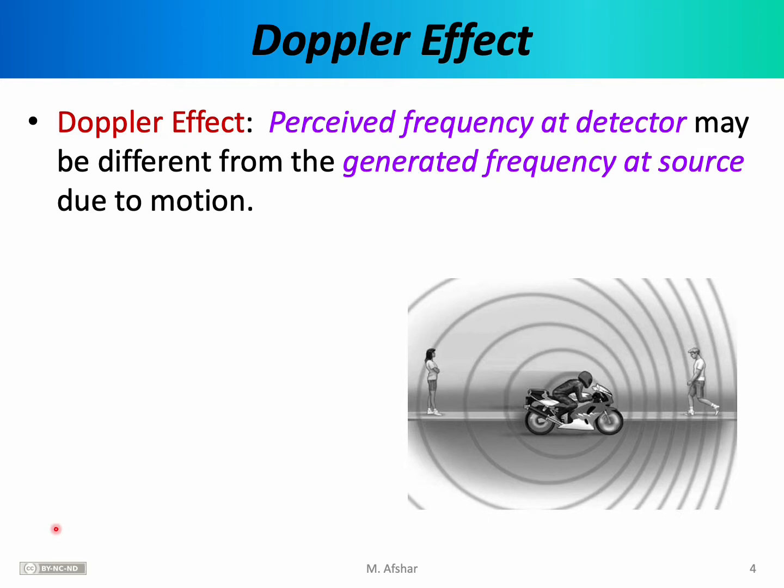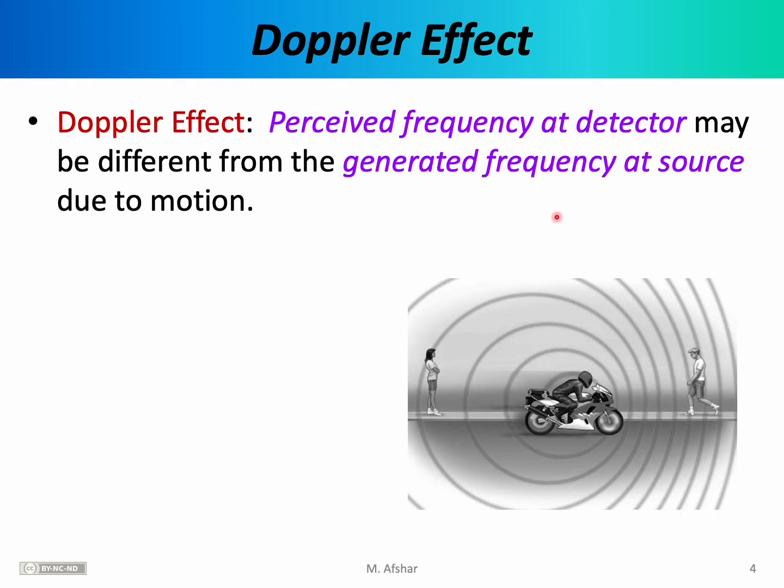Now that we understand the wavefront representation of waves, we can finally talk about the main topic of this lecture, namely the Doppler effect. The Doppler effect refers to the fact that the perceived frequency of sound waves at a detector may be different from the generated frequency at a source due to motion. Notice we're talking about two different frequencies here. We're talking about the original frequency generated by a source, like an audio speaker, and then we're talking about the perceived frequency that is detected or heard by a person, for example.